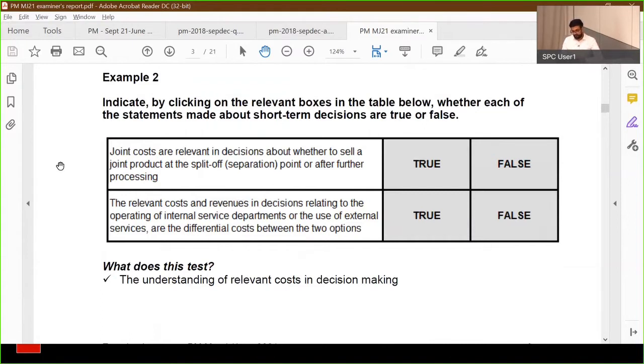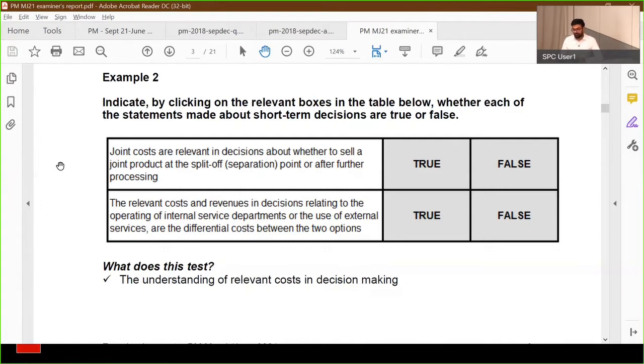So this question is about true and false. The first statement here is: joint costs are relevant in decisions about whether to sell a joint product at the split off point or after further processing. This question is about relevant costing, which is a chapter we have in decision making techniques. And when you recall relevant costing, you also need to remember its characteristics.